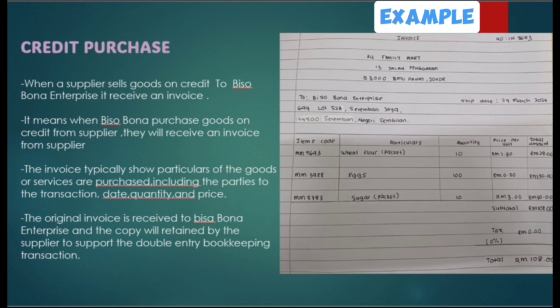Firstly, credit purchase. When a supplier sells goods on credit to Biso Bona Enterprise, it receives an invoice. It means when Biso Bona purchases goods on credit from a supplier, they will receive an invoice from the supplier. The invoice typically shows particulars of the goods or services purchased, including the parties to the transaction, date, quantity, and price. The original invoice is received by Biso Bona Enterprise and the copy will be retained by the supplier to support the double entry bookkeeping transaction.